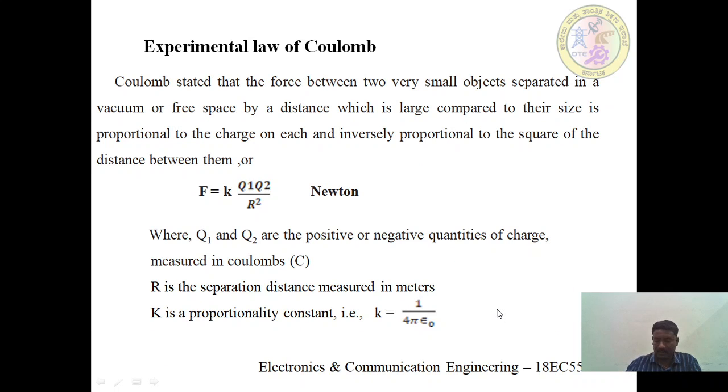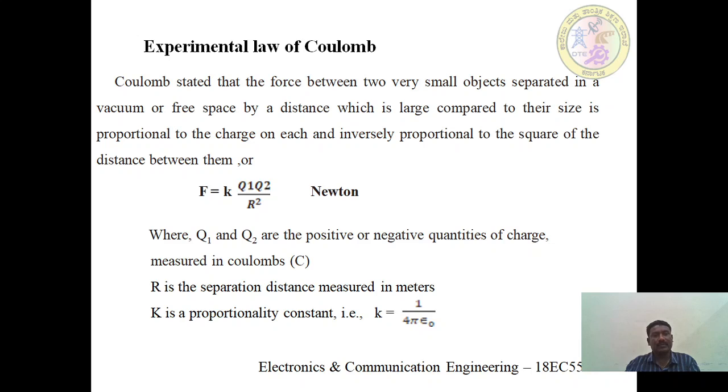Let us see the definition of Coulomb's law. Coulomb's law states that the force between two very small objects separated in a vacuum or free space by a distance which is large compared to the size of the charges is proportional to the charge on each and inversely proportional to the square of the distance between them.